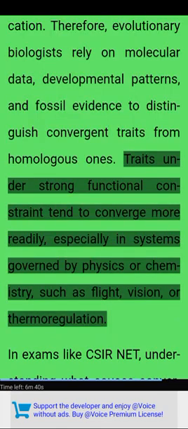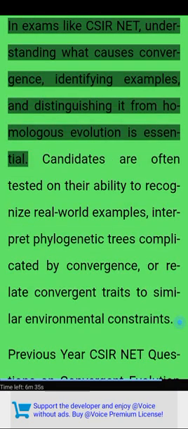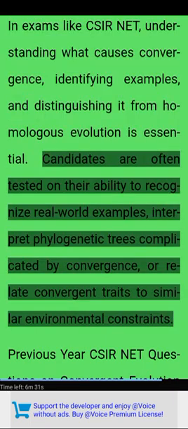Traits under strong functional constraint tend to converge more readily, especially in systems governed by physics or chemistry, such as flight, vision, or thermoregulation. In exams like CSIR NET, understanding what causes convergence, identifying examples, and distinguishing it from homologous evolution is essential. Candidates are often tested on their ability to recognize real-world examples, interpret phylogenetic trees complicated by convergence, or relate convergent traits to similar environmental constraints.